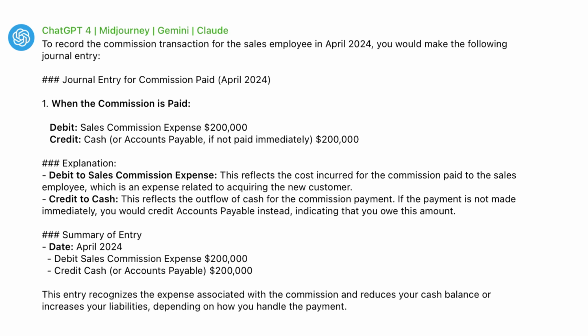Explanation. Debit to sales commission expense. This reflects the cost incurred for the commission paid to the sales employee, which is an expense related to acquiring the new customer. Credit to cash. This reflects the outflow of cash for the commission payment. If the payment is not made immediately, you would credit accounts payable instead, indicating that you owe this amount. Summary of entry. Date: April 2024. Debit sales commission expense $200,000. Credit cash, or accounts payable, $200,000. This entry recognizes the expense associated with the commission and reduces your cash balance or increases your liabilities, depending on how you handle the payment.